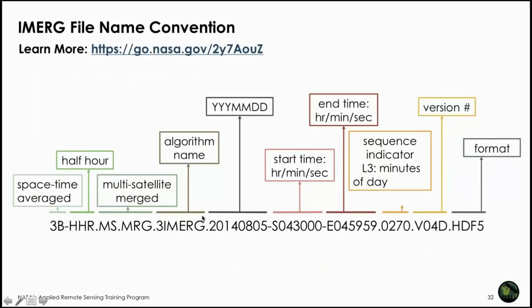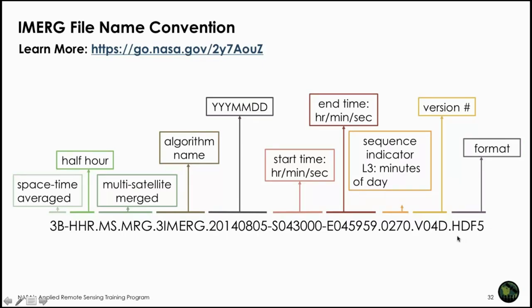Again, the GPM IMERG file convention also looks complicated, but once you know, it's explanatory. This is the space-time average data. This is the half-hourly, multi-satellite, merged product. That's what it means. This is the algorithm name. This is the day, start time, and end time. This is the minute of day for which the data is. This is the algorithm version. Newer versions keep coming out when the data algorithms are improved and improved data come out. So it is a good idea to check the version as well. And this is the format of the data.